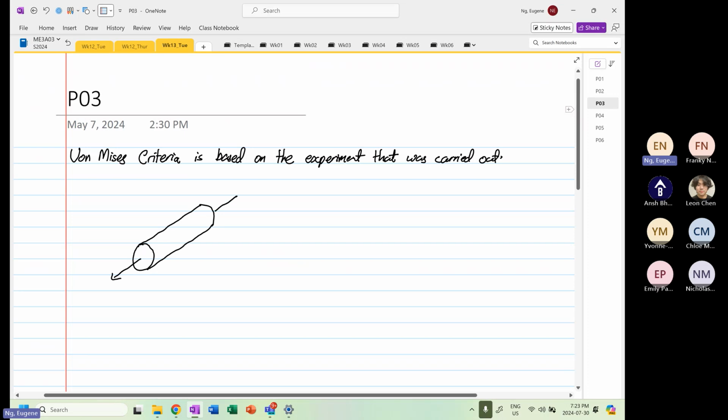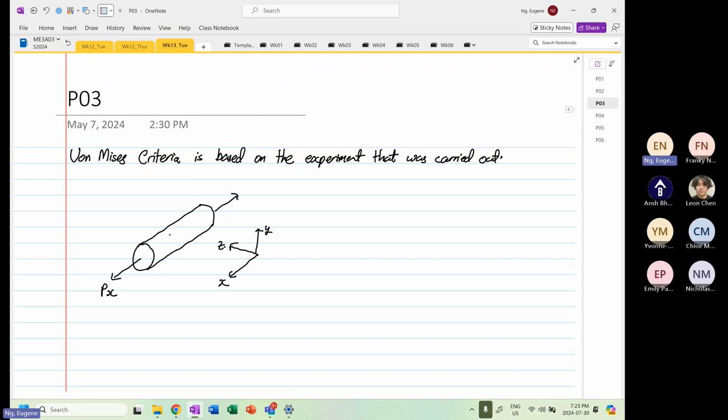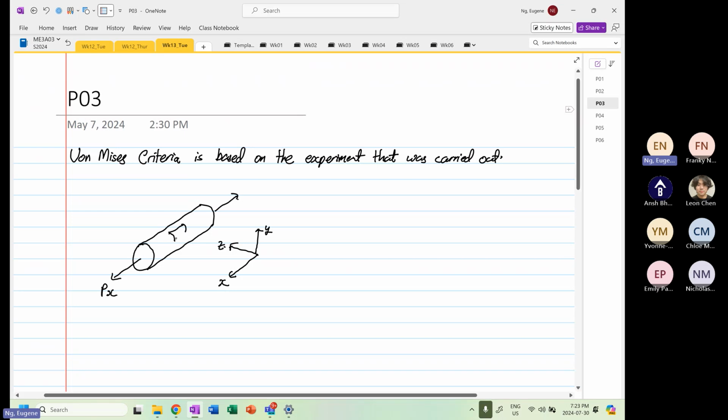He carried out a uniaxial tensile test. If I were to draw our transformation, this is our X, this is our Y, and this is our Z. He did a uniaxial tensile test. Okay, so from here, he analyzed an element. When he took out the element, it is basically in this form.